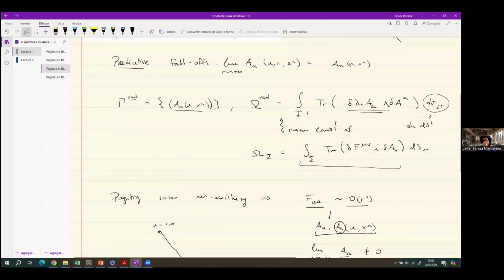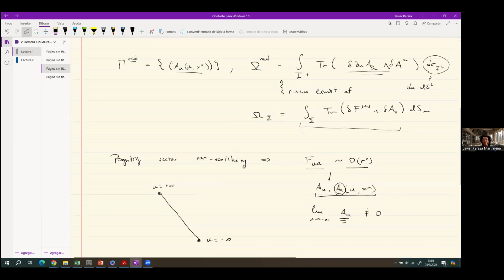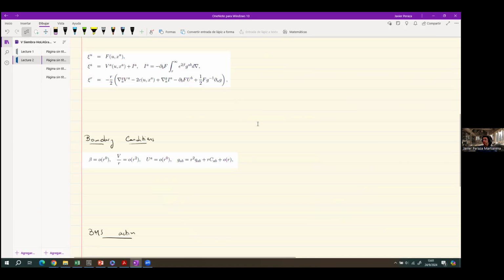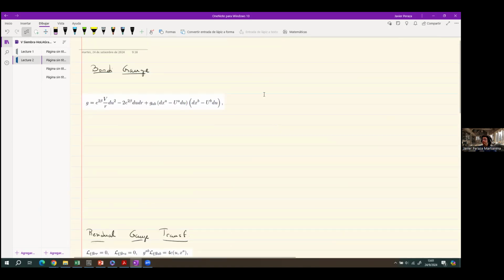So I want to start today with the example of gravity, because that example will allow us to discuss what happens when we want to relax the boundary conditions a little bit, how to treat that relaxation in terms of the phase space, and how to extend the phase space so that we include this relaxation of the boundary conditions. Okay, so let's start with gravity.